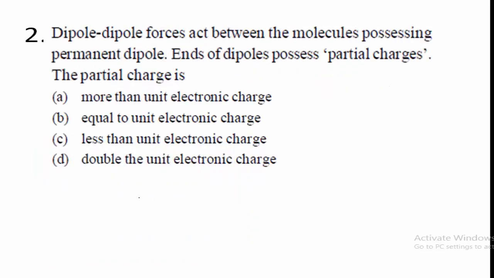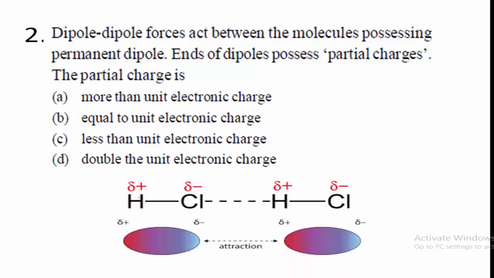Then the second one: dipole-dipole forces act between the molecules possessing permanent dipole. Ends of dipole possess partial charges. Here HCl molecules are there. This HCl will act as a dipole, and this other HCl molecule will also act as a dipole because it has delta minus and delta plus charge. Those are said to be partial charges.